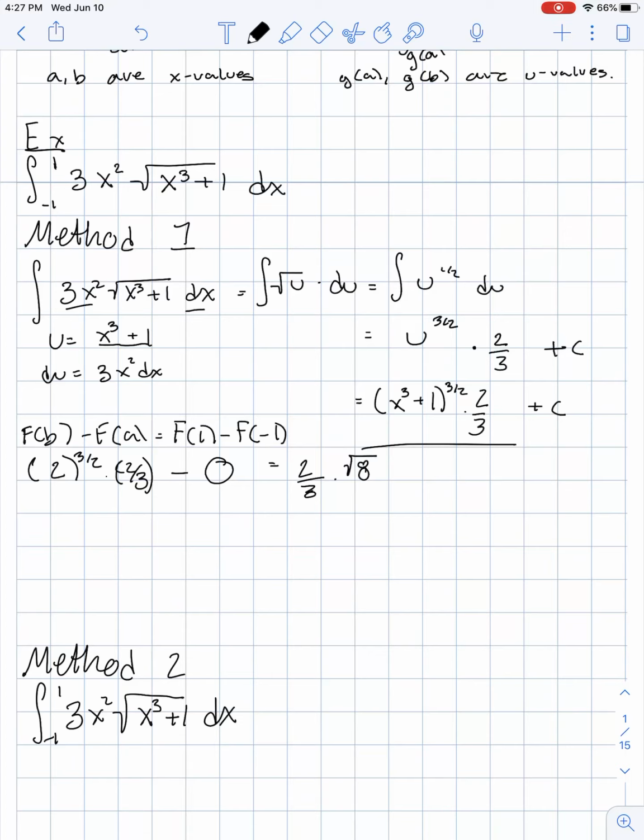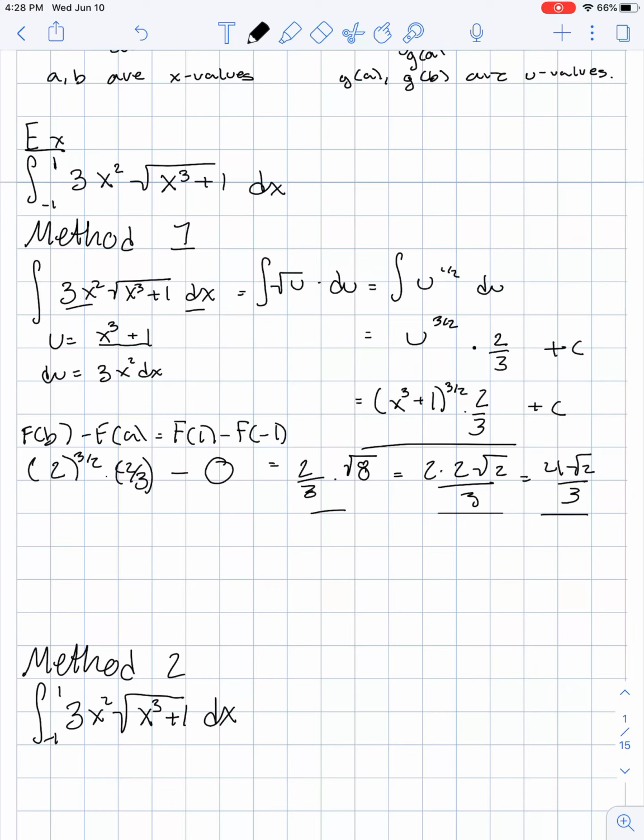Is that right? Which I think we can then write as 2 times 2 times square root of 2 over 3, or 4 root 2 over 3. These are all acceptable answers. Just simplify them. All right.